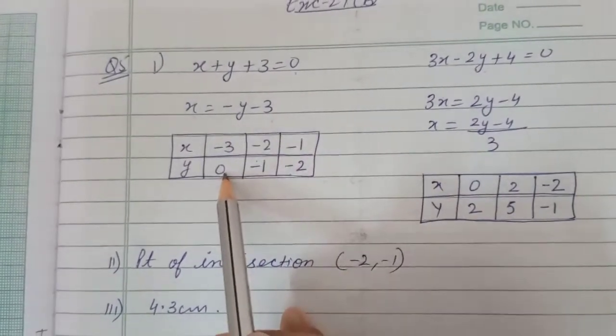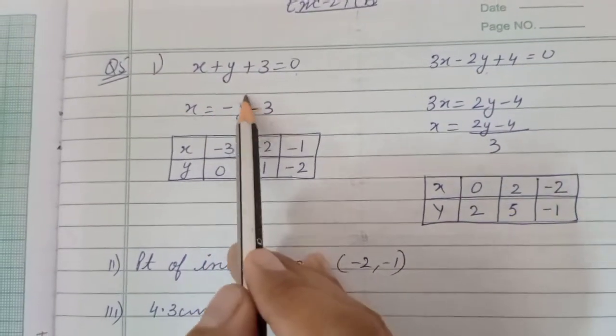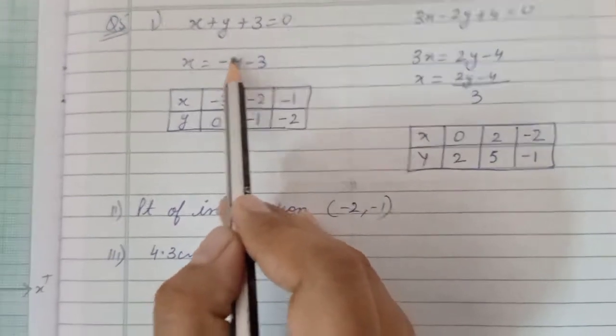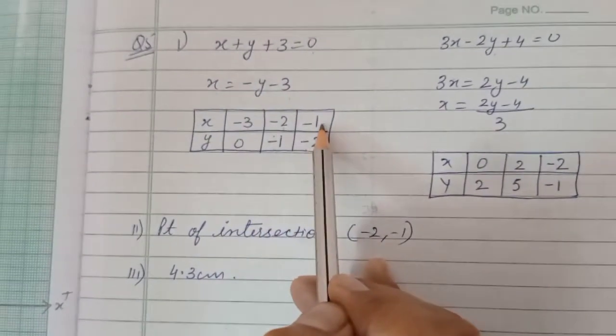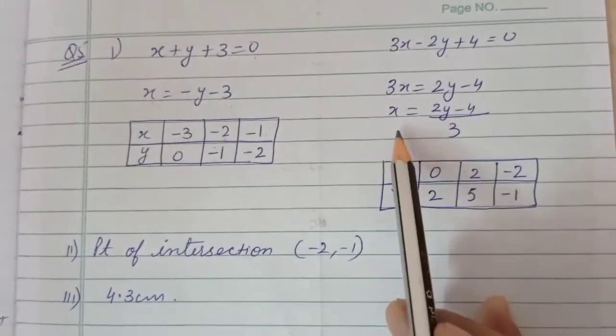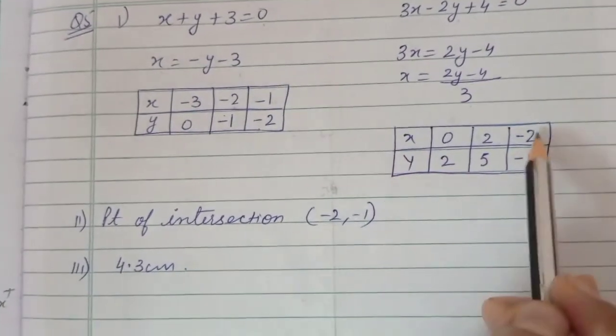Then if y is 0, the value of x is minus 3. If y is minus 1, that will become 1. 1 minus 3 is what? Minus 2. If y is minus 2, it will become plus 2 minus 3, that is minus 1. In the same way, 3x is equal to 2y minus 4, so x is equal to (2y minus 4) over 3. Now put the values. Clear?